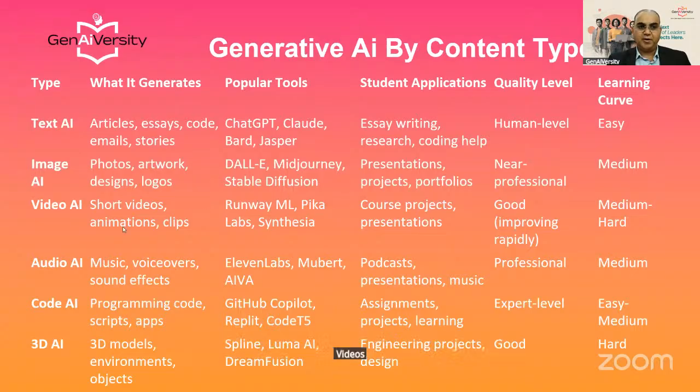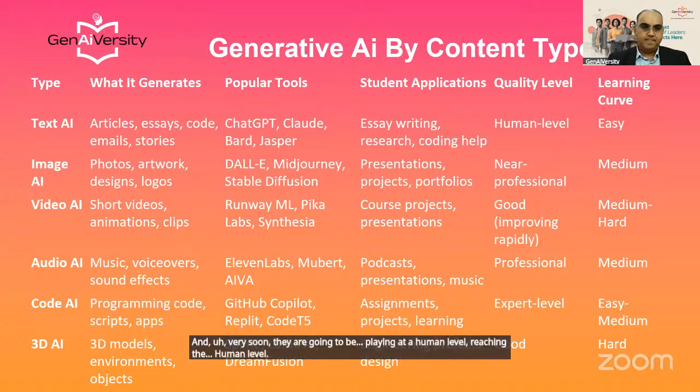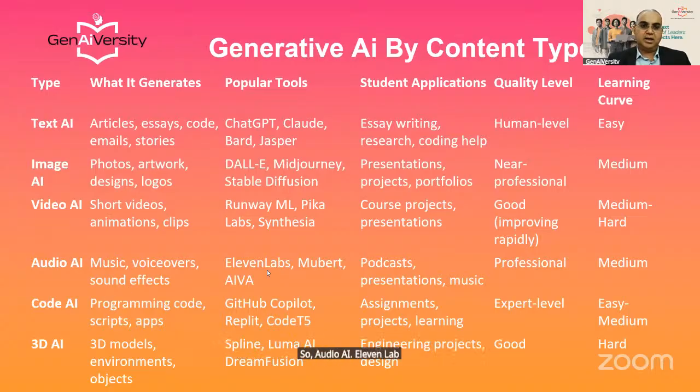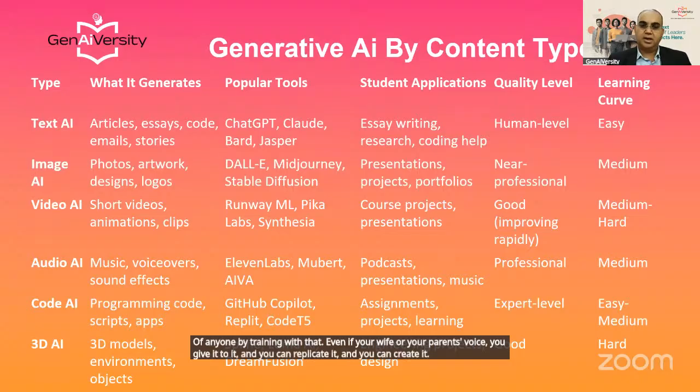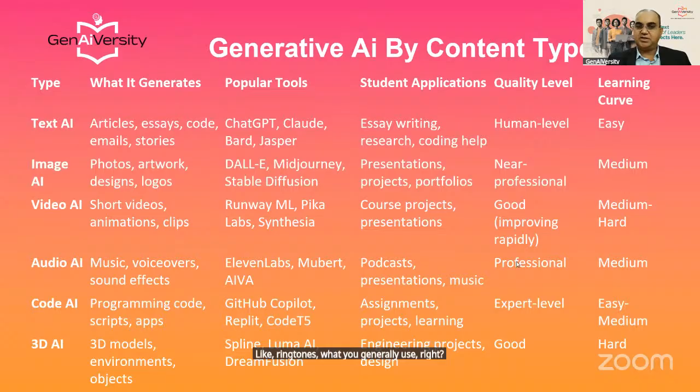Videos, short videos, animations, clips: Runway ML, Pika Labs, Synthesia, right? Course projects and presentations you can also use it for. Good, it's getting better. Images and videos are getting better, and very soon they are going to be reaching human level, medium to hard. So audio AI, ElevenLabs has been the leader in this space. The music, voiceover, sound effects. You can imitate anyone's voice by training it, even your voice or your parents' voice. You give it to it and you can replicate it and create it. Like ringtones, what we generally use, right? Podcasts, presentations, music, professional. So the quality level is going to be very professional.